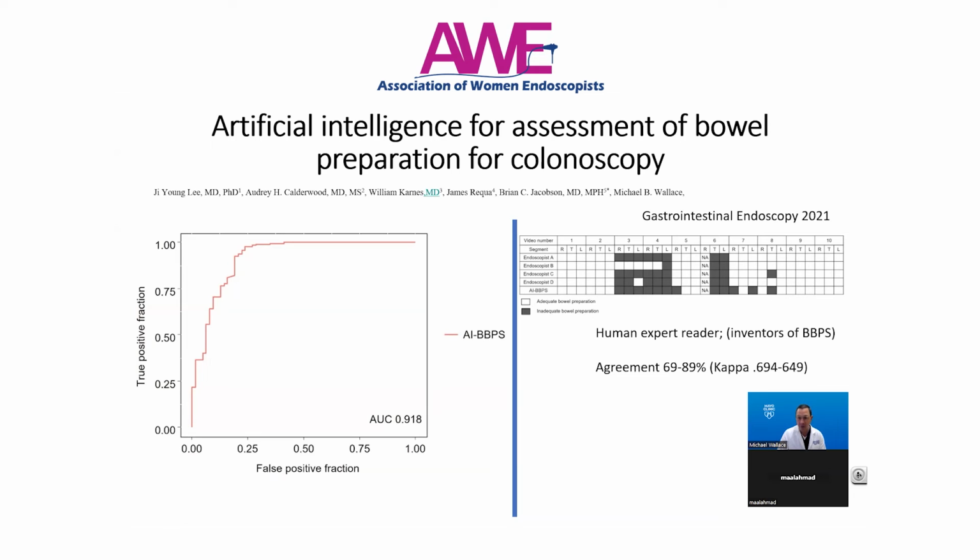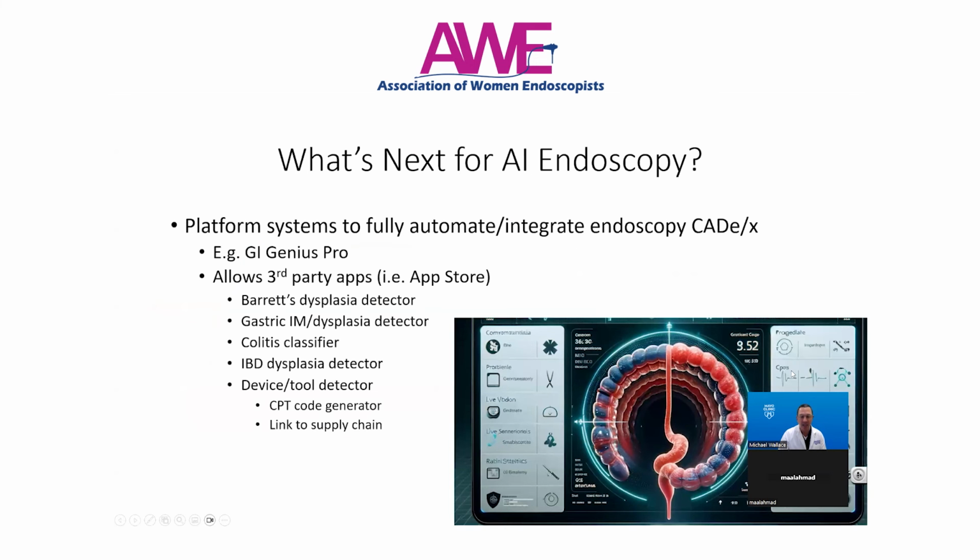The gold standard, by the way, were consensus cases where all 4 endoscopists agreed that it was either adequate or not adequate. That's how the system was trained. But you can see that human expert readers actually had modest to good agreement, 69 to 89% agreement, with a kappa of 0.69 to 0.89. Now, what's next for endoscopy?